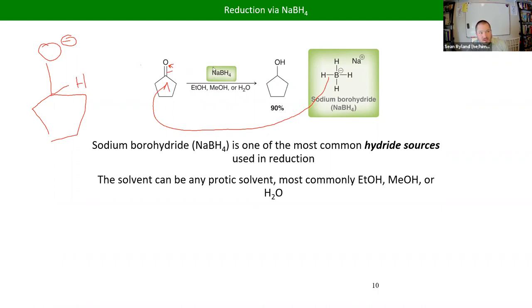All right, so anytime you see sodium borohydride, it's pretty much always going to be a reducing agent. And usually it's going to be a reducing agent that just winds up giving away a hydride, an H minus ion. If you have an H minus ion around, find wherever your partial positive is and your hydrogen's going to attack it.